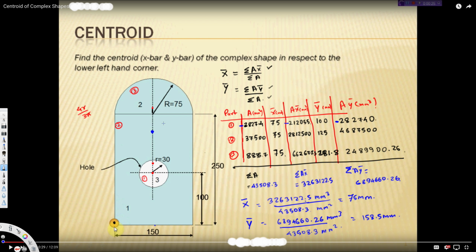So this is how we calculate the centroid points, and I hope you guys understood this concept.